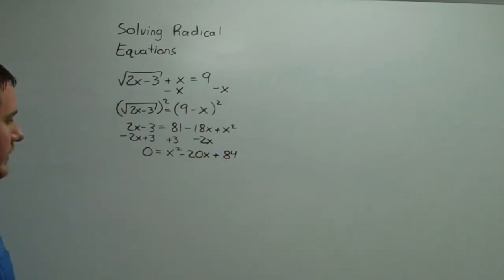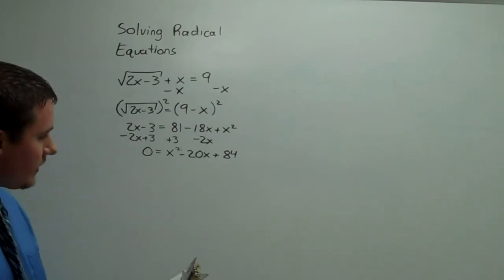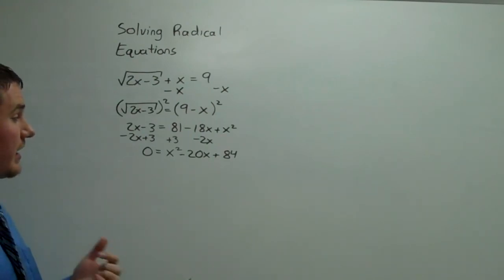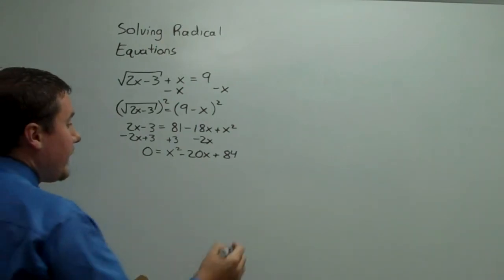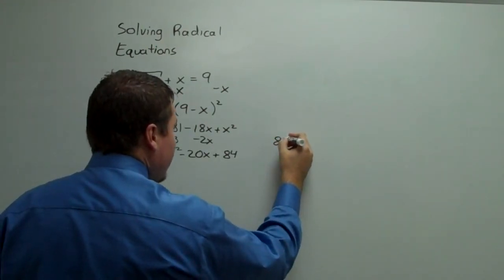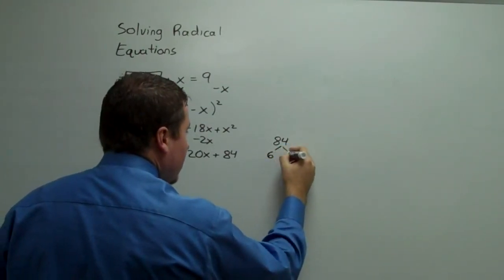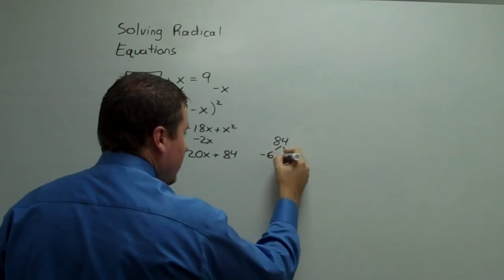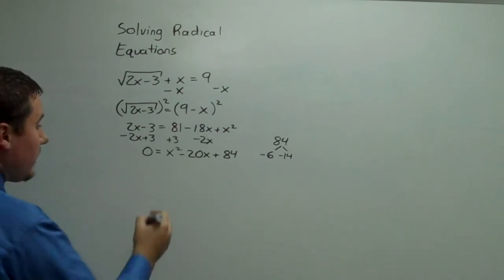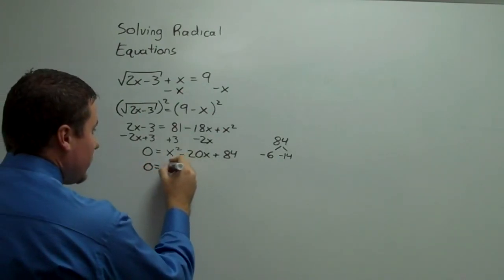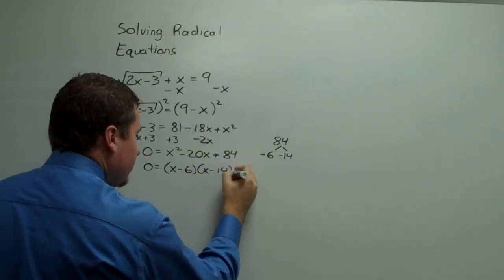It's at this point that I'll ask you to factor this trinomial. It does factor, and the factors aren't exactly obvious. So go ahead and pause the video and start factoring. But the long and the short of it is that the factors of 84 that work are 6 and 14. Or specifically, negative 6 and negative 14, which both multiply to 84 and add to negative 20. So 0 equals x minus 6 times x minus 14.